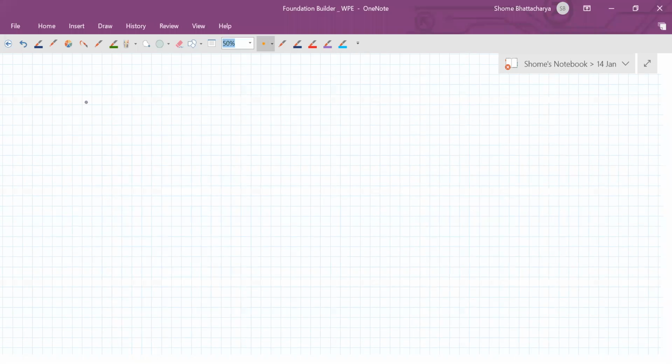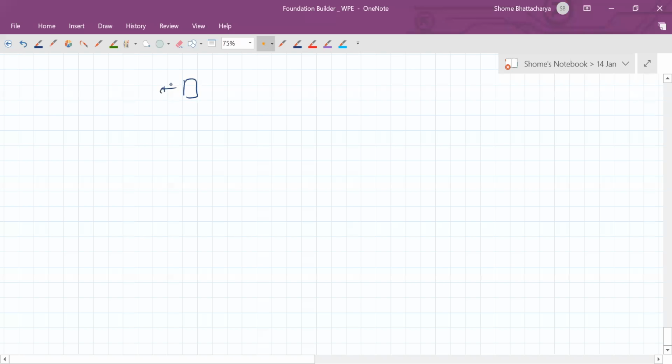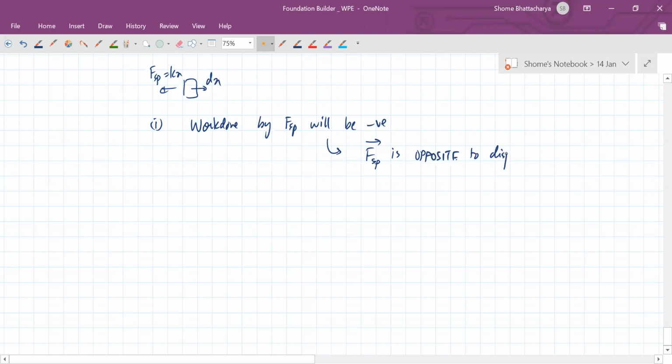So what is happening over here is that as the block is moving, the spring force is going to act in this direction, but it's going to be a variable force. Okay, and the displacement is in this direction. So that displacement we can call dx. So first thing we'll notice is that the work done by the spring force will be negative. Why? Because the force is opposite to displacement. Okay. So that's one important thing.